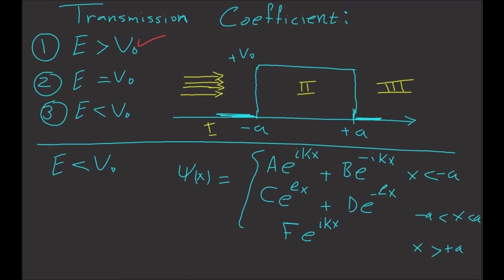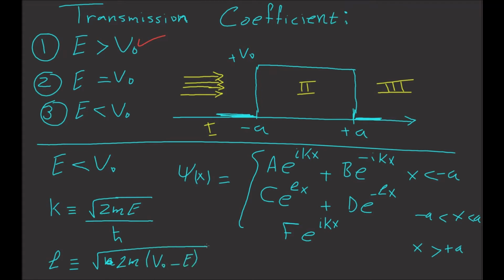Let's remind ourselves of what k is. We defined k as the square root of 2m times the energy E, divided by h bar. And let's remind ourselves of l. l is equal to the square root of 2m times V naught minus E, divided by h bar. Okay, now let's look at boundary conditions. We have four boundary conditions, two of them at minus a and two at positive a.